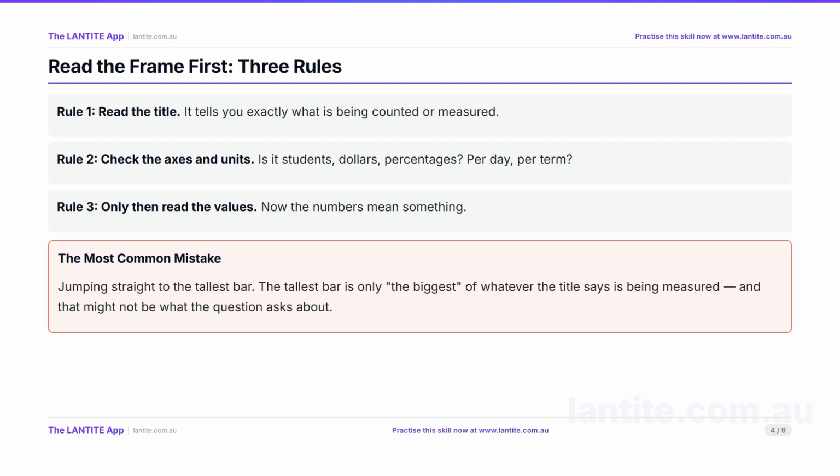The most common mistake is jumping straight to the tallest bar. The tallest bar is only the biggest of whatever the title says is measured, and that might not be what the question is asking about at all.